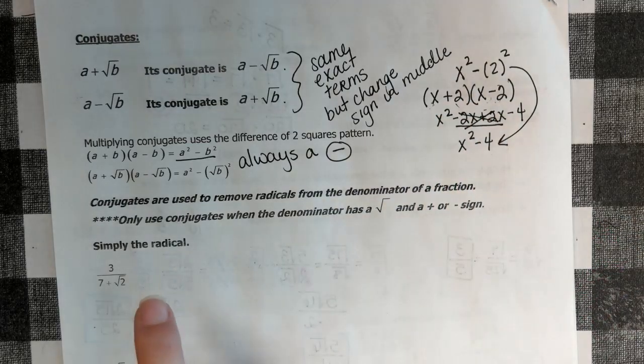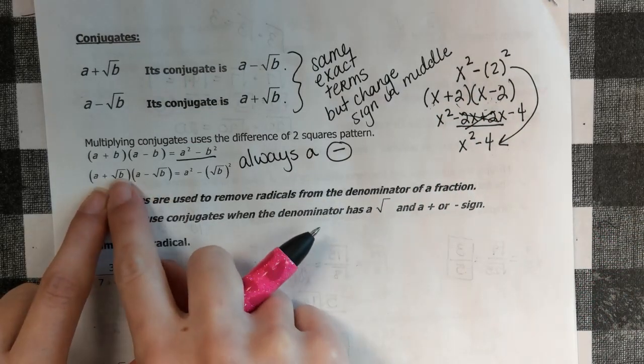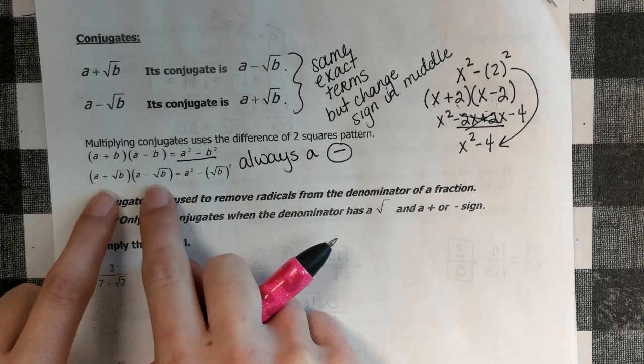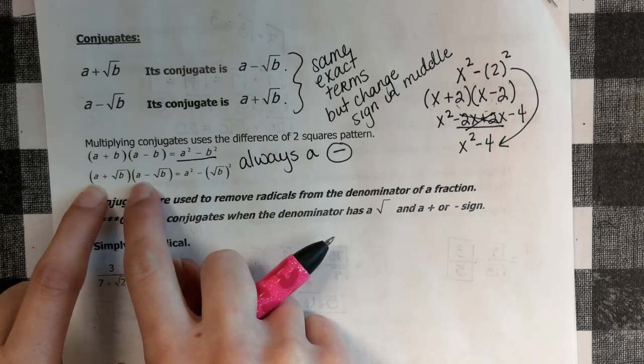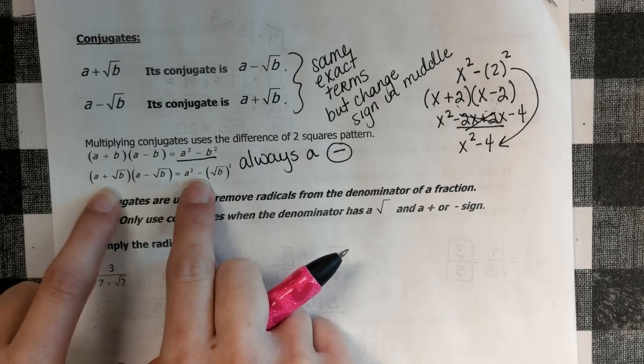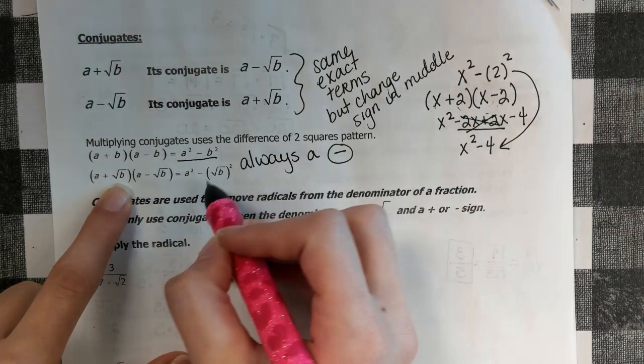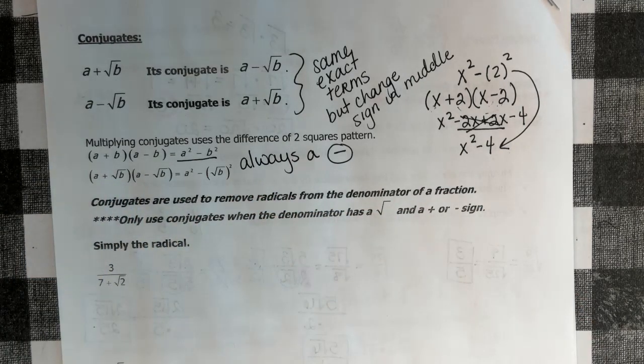Okay? So if I have a plus the square root of b times a minus the square root of b, what we're looking at in this lesson is that you take your first term, square it, minus the second term, square root and square it, which is always going to end up giving you the number under the radical, right? Square root of 2 times square root of 2 is 2.